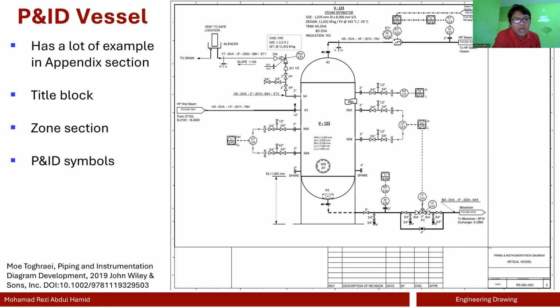All right, before that, I'd just like to mention that I obtained this drawing from this reference, Piping and Instrumentation Diagram Development by Moe Toghraei. Actually, it is a book, quite thick, but what I like about this book is that in the appendix section, they have probably 20 commercial-style P&IDs that might be useful for you to interpret. I know in the main text they provide very simple examples, but I think the appendix section pretty much covers everything in terms of P&ID development.